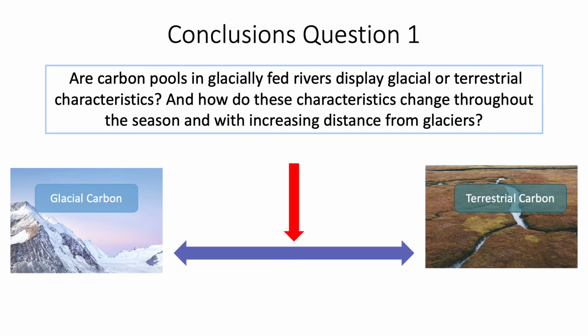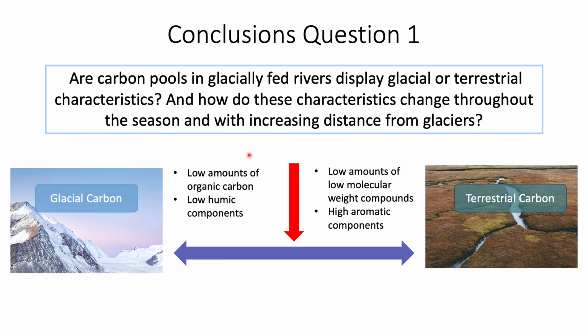The conclusion to my first research question was that carbon pools located in glacially fed rivers displayed a mixture of both glacial carbon characteristics and terrestrial carbon characteristics. They had on average low amounts of organic carbon and low humic components like a glacial sample, and had low amounts of low molecular weight compounds and high aromatic components on average, similar to a terrestrial carbon or a non-glacial source.